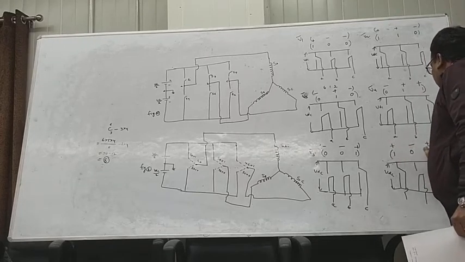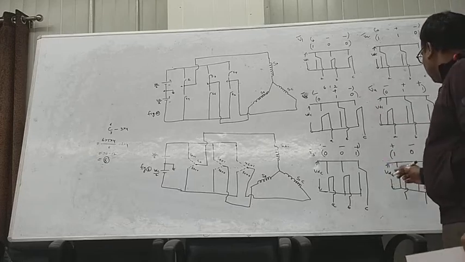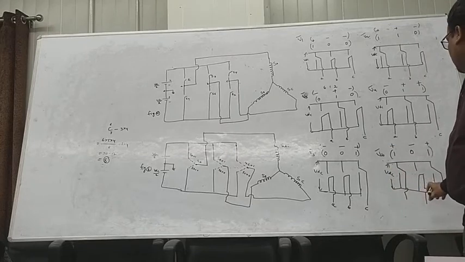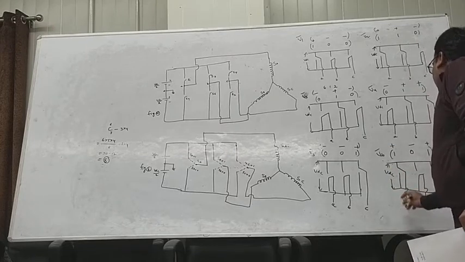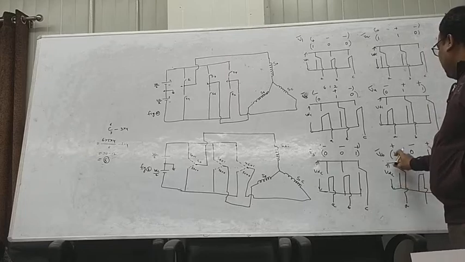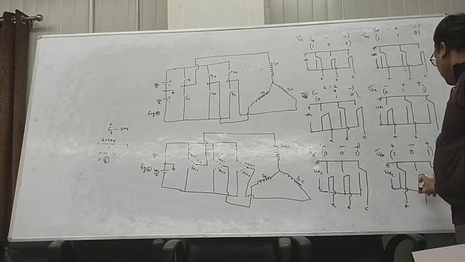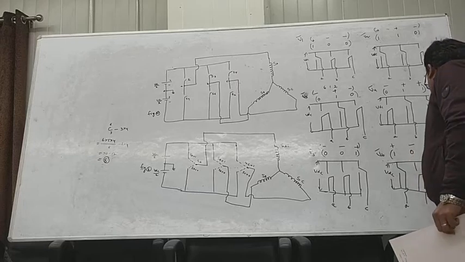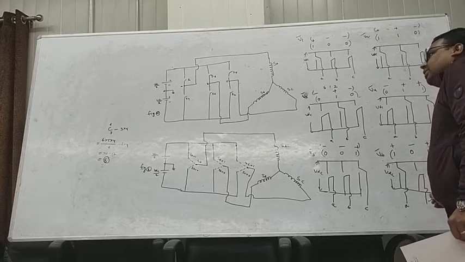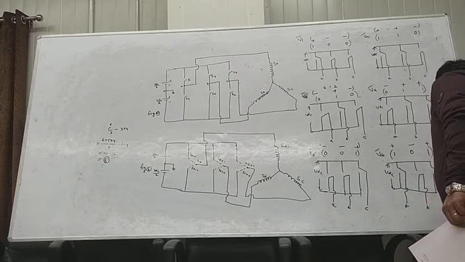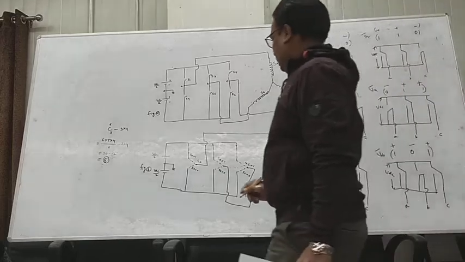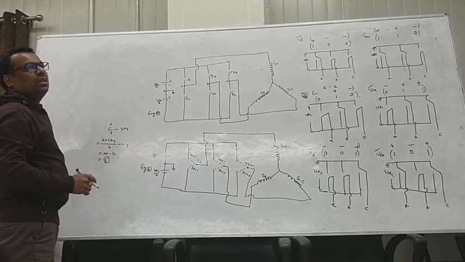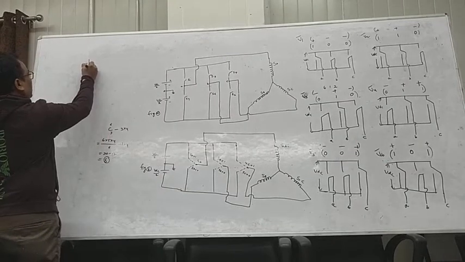Next one is repeated. So next one is again V7. So this is V6, the sixth possible combination. So in the A phase, switch 1, the upper switch, is connected, so it's plus, and the bottom switch is connected here, it's minus, and again in the C phase the upper switch is connected, that is S5 is connected in the C phase. And the seventh one is, for example, all upper switches turned on, for example, like this.